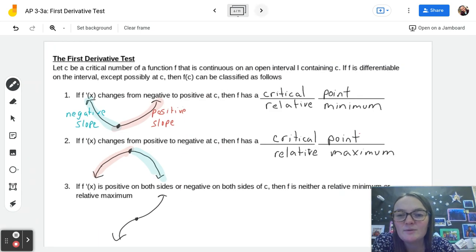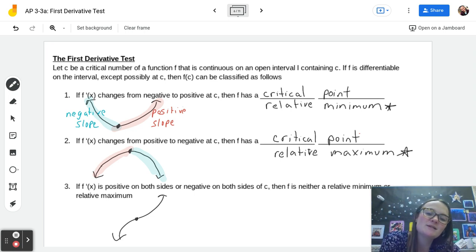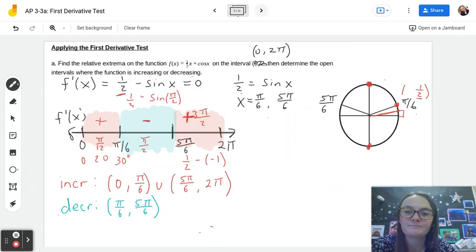Okay, so we practiced a little bit more. Some other things we made note of is that when a function changes from negative to positive, we know that that point has to be a relative minimum. It's also a critical point. If f prime of x changes from positive to negative, that means the slope goes from increasing to decreasing, which means that must be a maximum. If f prime of x is positive on both sides or negative on both sides, then we can say it's neither a relative min nor a relative max.